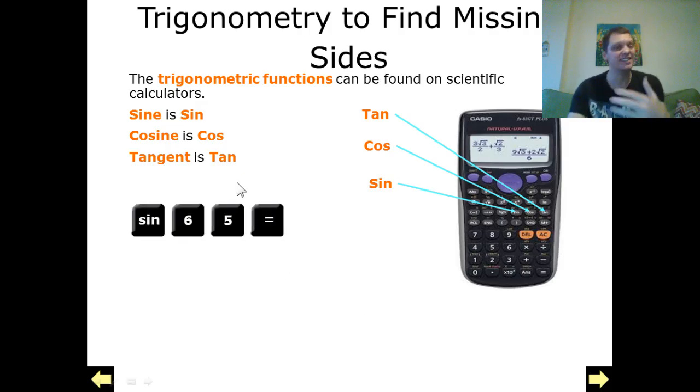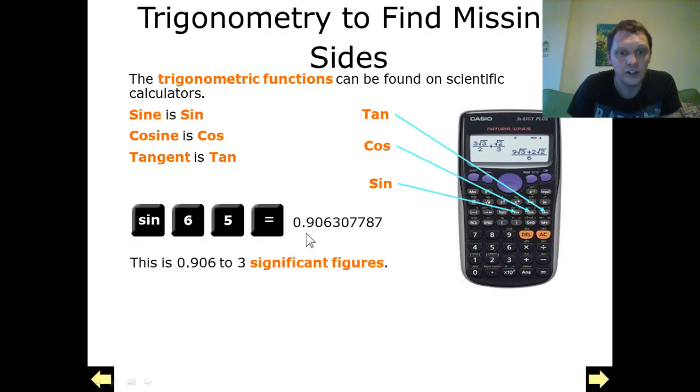If we wanted to test this, if we were to press our sine button and then type in 6.5 equals, that will give us 0.9063077787. Or of course, if we were asked to give this to three significant figures, this will be 0.906.